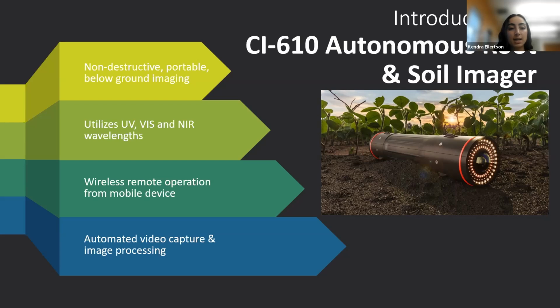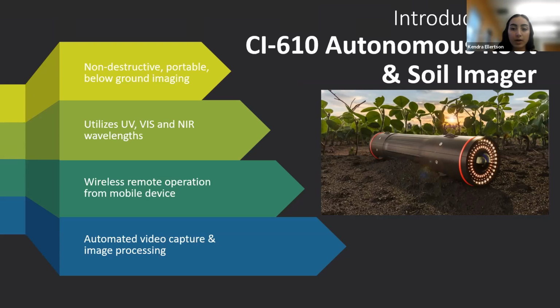But with the CI610, it will be completely remote operation that you can do from your mobile device, where you can tell the device when to start traveling down the tube, what images to take at what intervals. Also, you'll be able to send and tag all your images right on your phone. It's also going to possess the capability to do video capture as well as image processing.